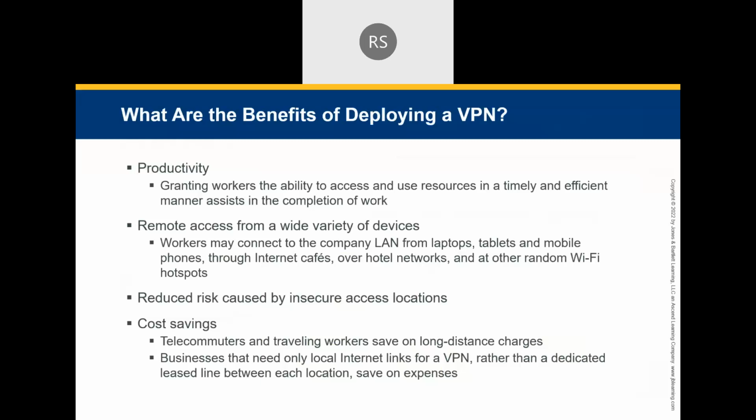Workers can also connect to the company LAN securely from various devices and locations, reducing risk associated with insecure access locations. And then finally, cost savings is one of the benefits of developing a VPN. So you have your telecommuters and traveling workers, they save on long distance charges. Businesses utilize local internet links for VPN rather than having a dedicated lease line between each location. And that helps them save on their cost and save on expenses.